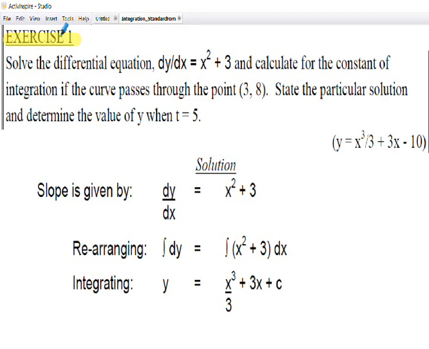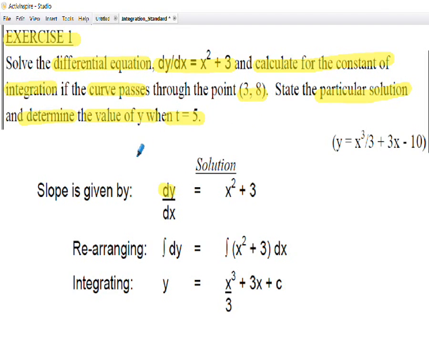Okay, exercise 1 here, solve a differential equation, dy by dx is equal to x squared plus 3. We're asked to calculate the constant of integration, the c value. We're given that the curve passes through a point 3, 8, that's x, y. That will allow us to work out our constant c, and so our particular solution. We're also asked to determine the value of y when x is equal to 5. So once we've found our particular solution, we need to use it.